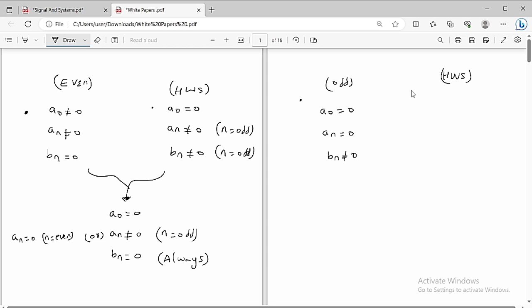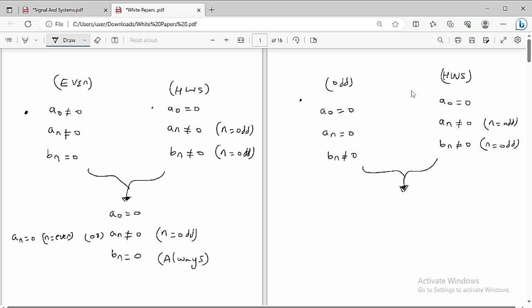In the case of half wave symmetry, just now we have discussed a0 is equal to 0, an is not equal to 0 for n is equal to odd, and bn is not equal to 0 for n is equal to odd. So now we need to club these two properties because the signal is going to satisfy these two properties. From this we have to say what the overall parameters for the series coefficients are.